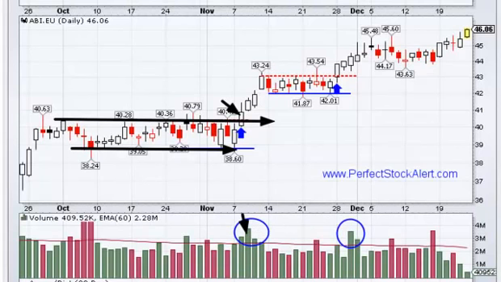Now there's one key element here that will actually get a lot of guys to miss these opportunities, and that is that they will rely too heavily on their oscillators like the slow stochastic or the Williams percent R. So let me show you that right quick.